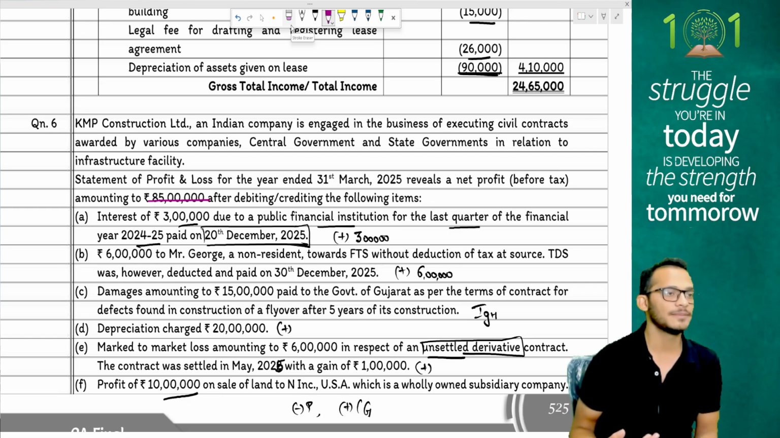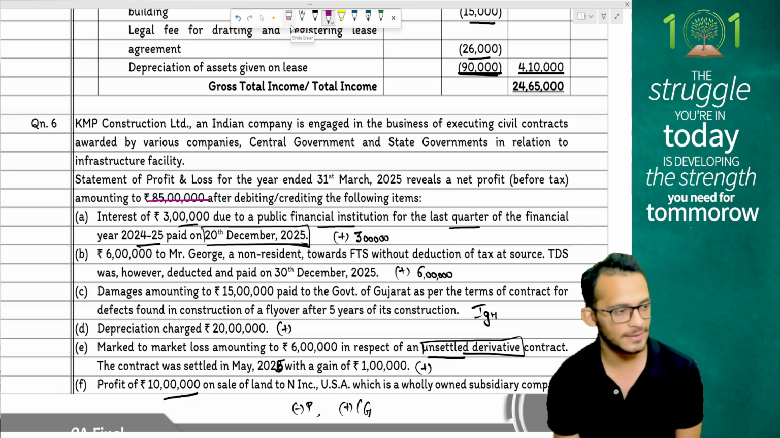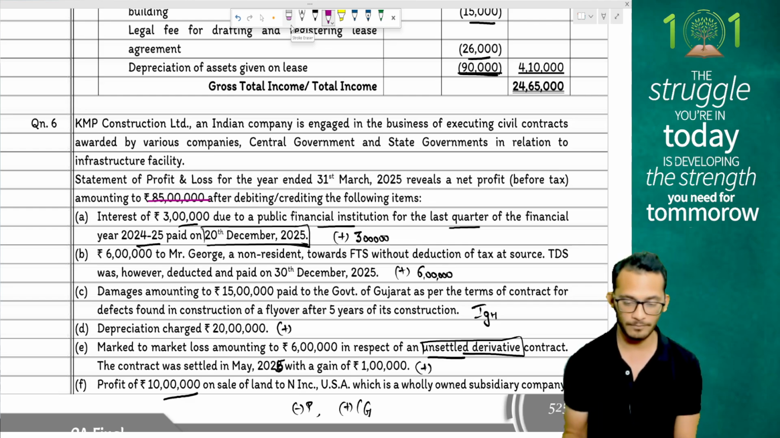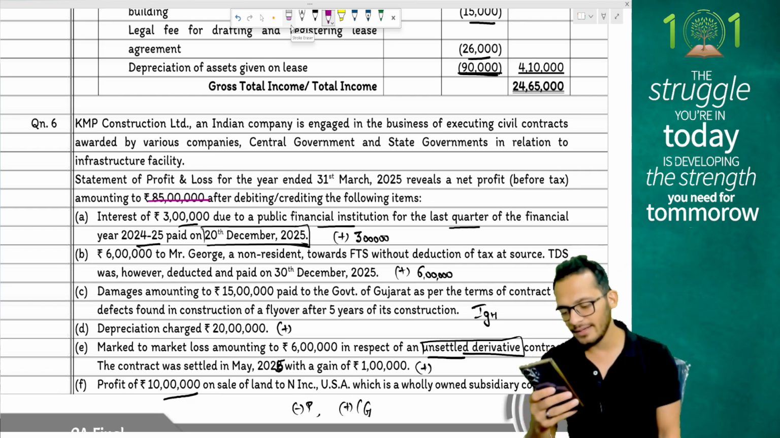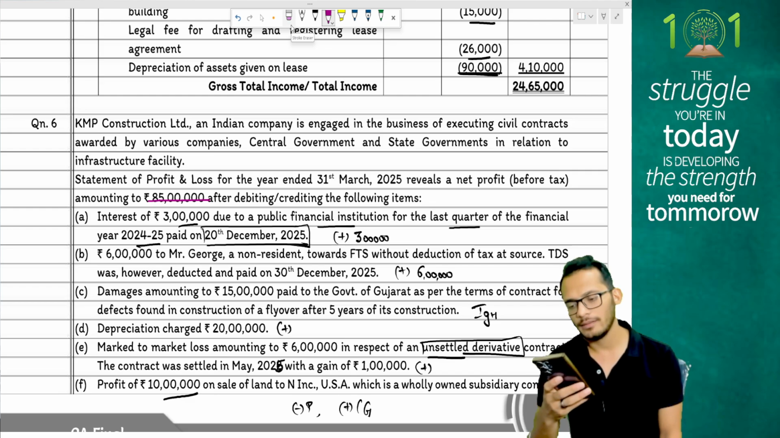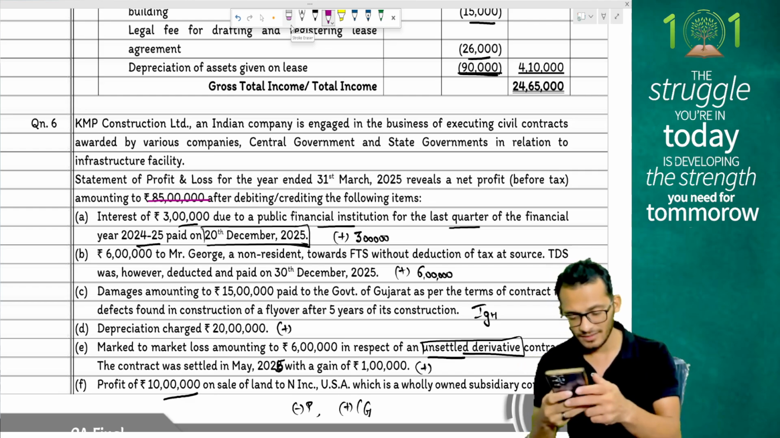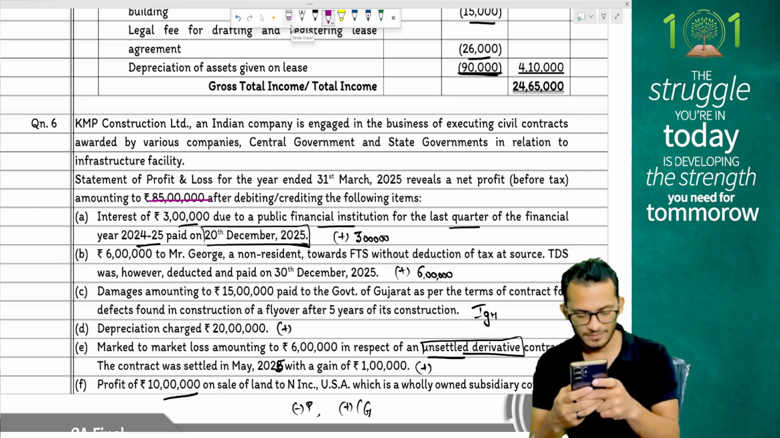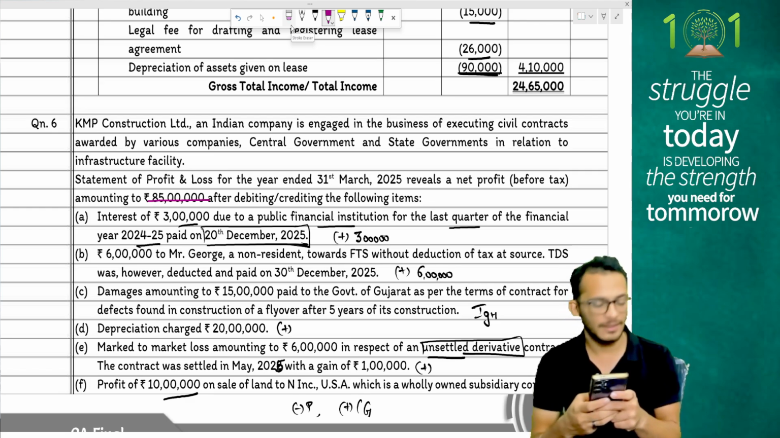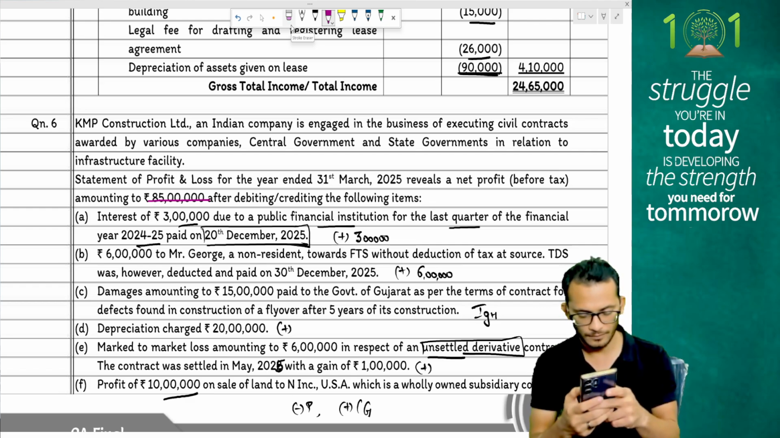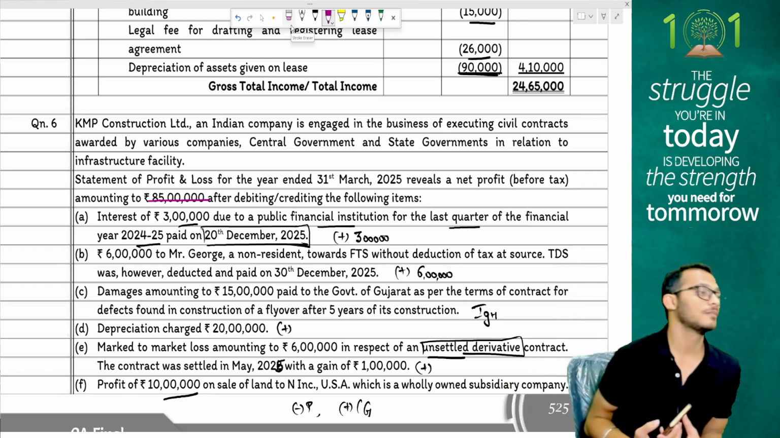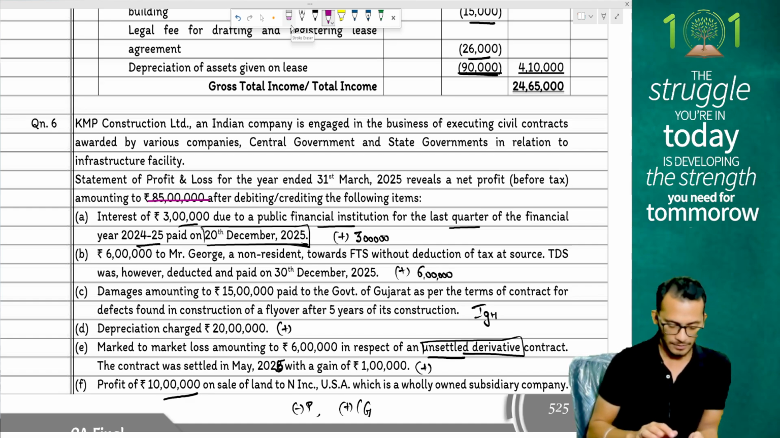Section 43B provides that any interest paid to PFIs can be claimed as deduction only if it is paid on or before the due date of return filing.